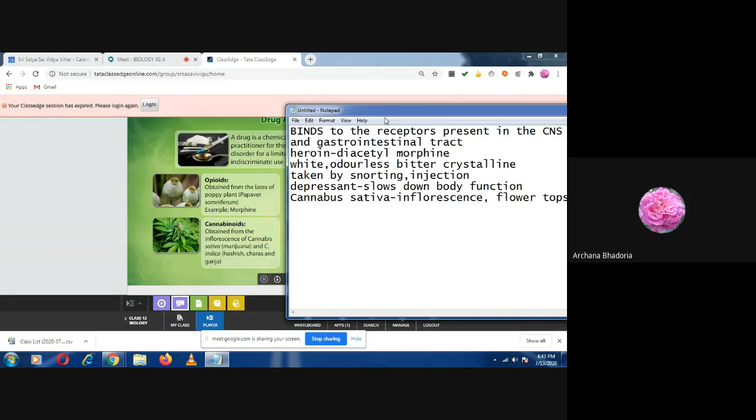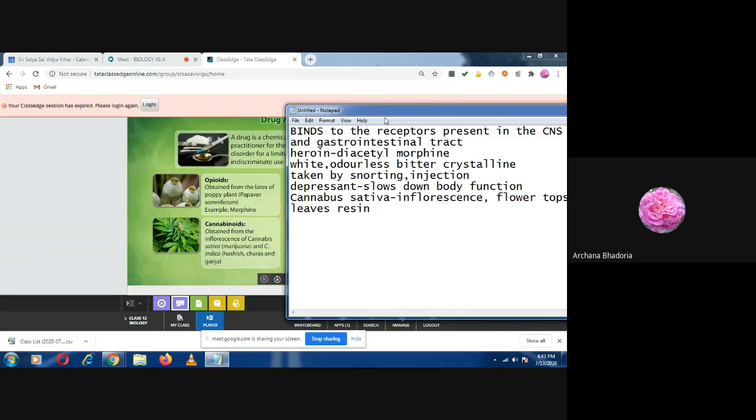So inflorescence is used, the flower tops are used, the leaves are used. What else did I say? The resin. What is resin, do you know? Gum resin. A gum-like substance comes out from inside it. That only we call resin. So that is also used.